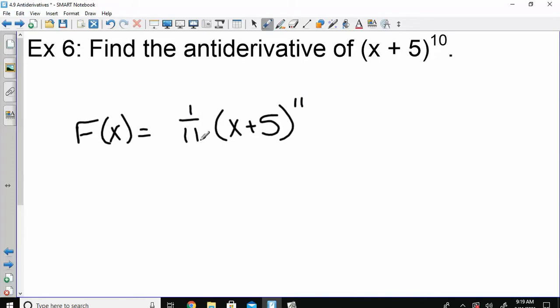1 over 11. Okay, when you do this derivative, the 11 comes down, inside stays the same, subtract 1 from the power, times the derivative of the inside. The derivative of x plus 5 is just 1. So do I need to put anything to cancel that? No, we don't have to worry about it on this problem. But what else do I need? Plus c.